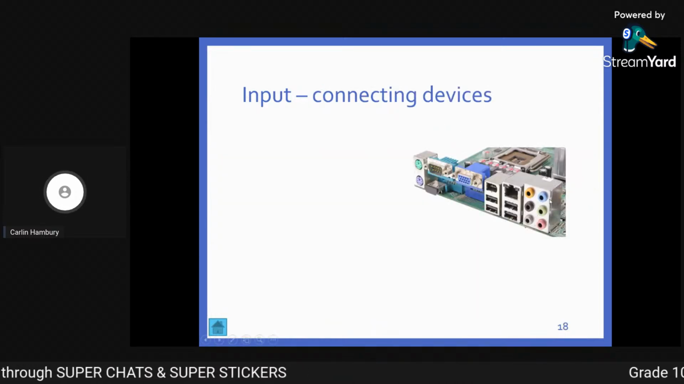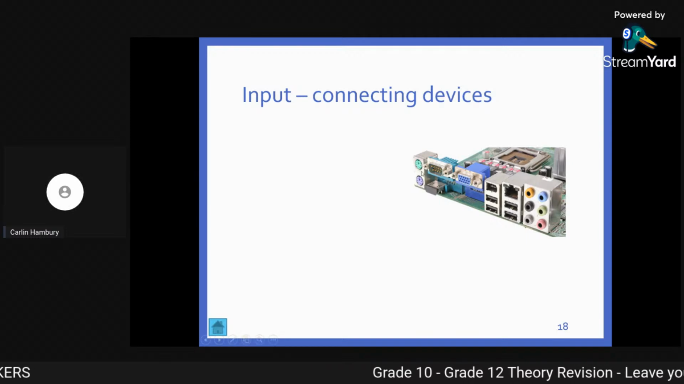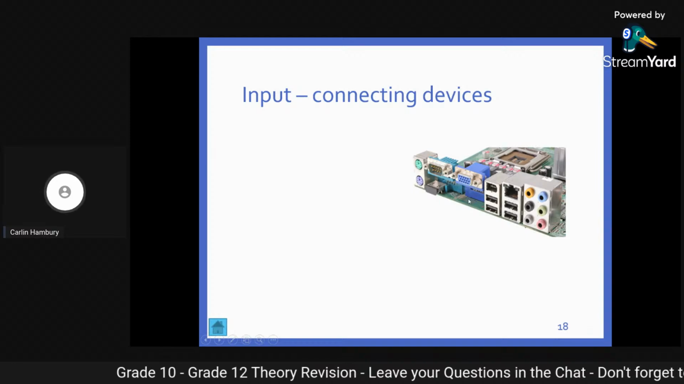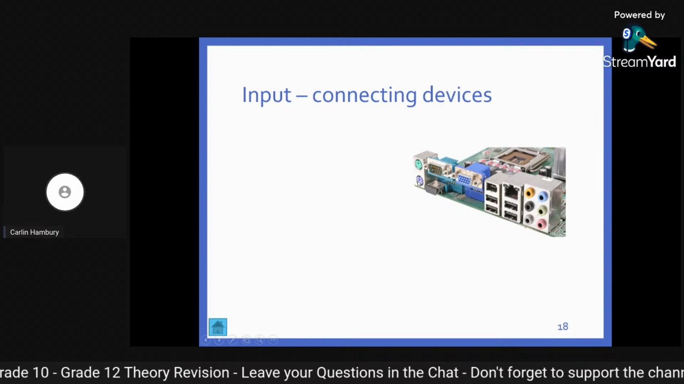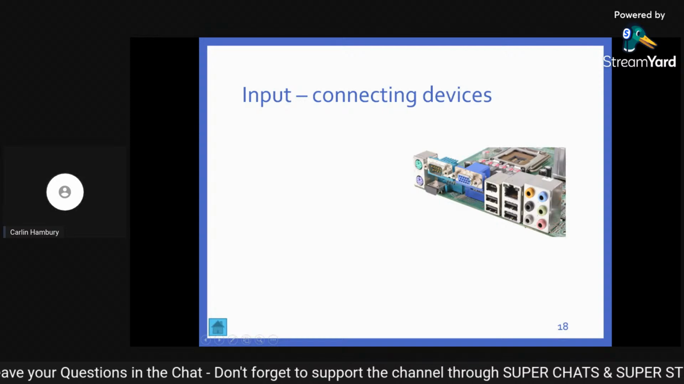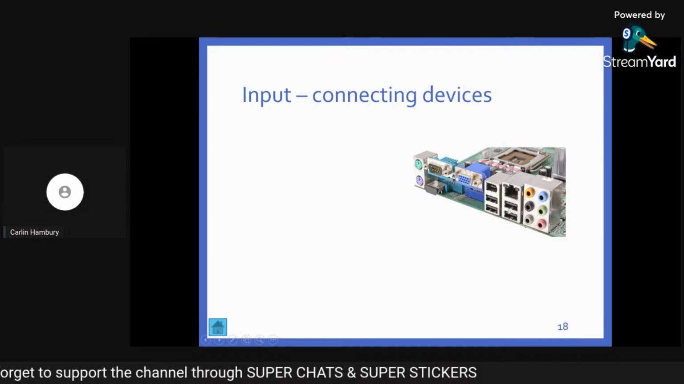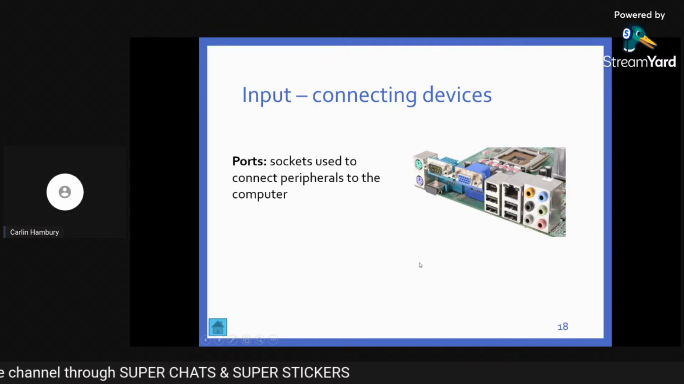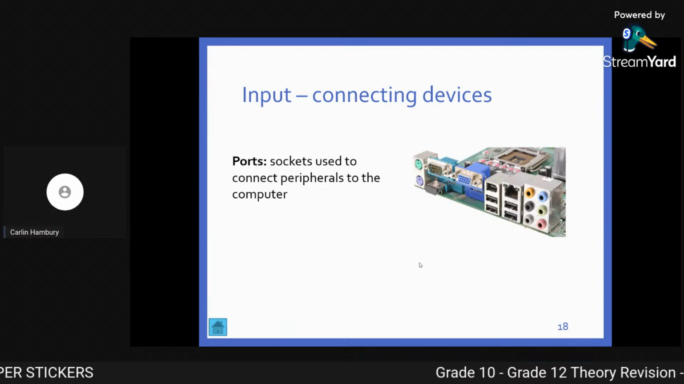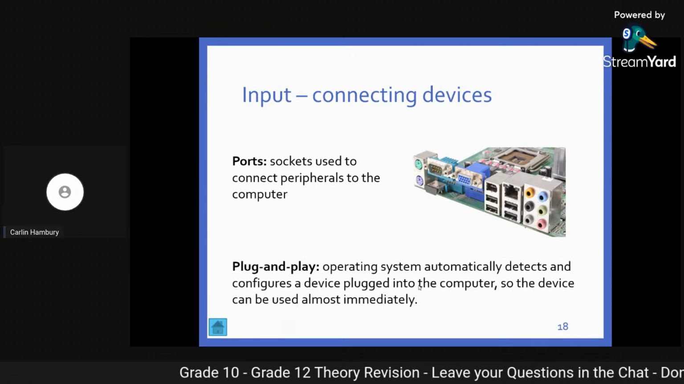Okay. So here's something that's nice and important. We've got our different ports and connecting devices on our motherboard. So here's an example of our motherboard. We've got two old connectors for our mouse and our keyboard. We've got a couple of other ports here as well. Massive sound card over here. This one's got 4 USB ports, things like that. So they're just mentioning to us here, we've got ports. And what are they? They are sockets used to connect peripherals to the computer.